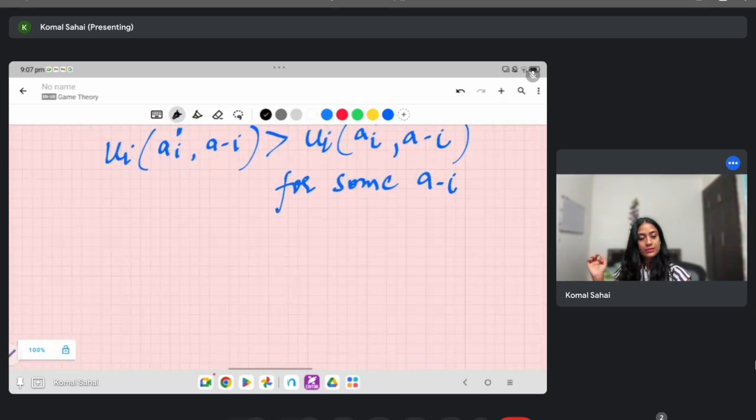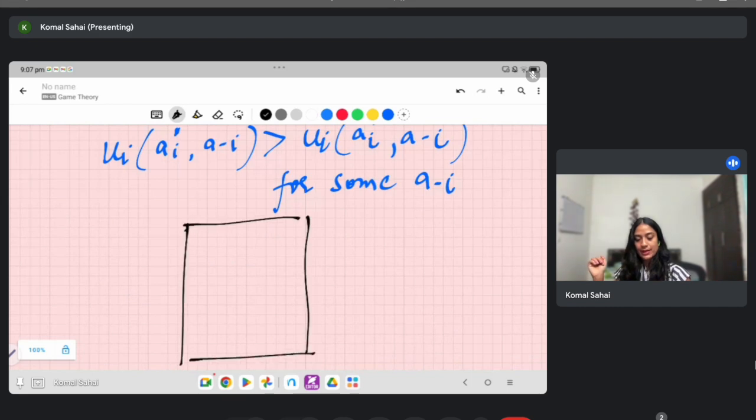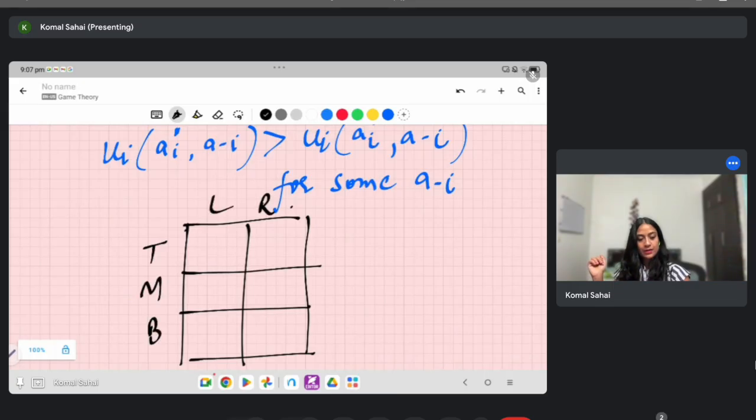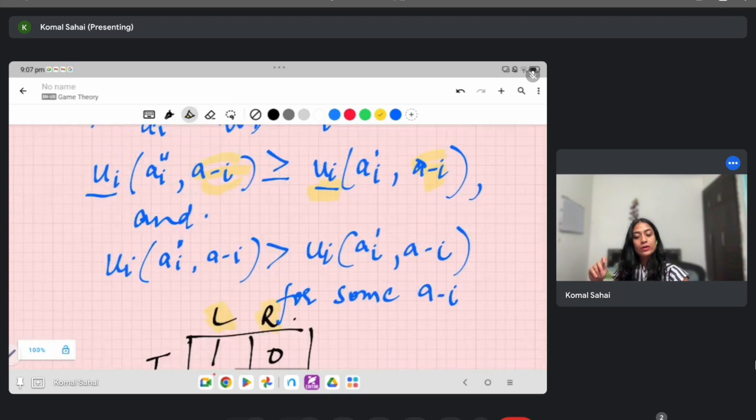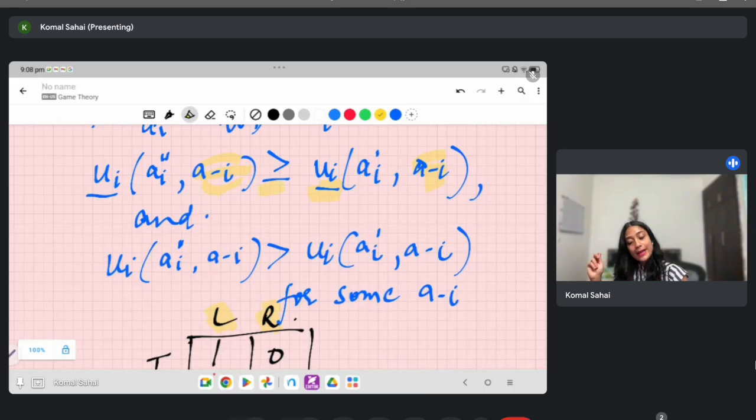ठीक है. So इसको भी it's better to understand with an example. Again you have your T and B and you have your L and R. So now what you have is M, when player 1, when A minus I is L, right? Then M is better. When A minus I is R, then M is not better, right? It is equal. तो ग्रेटर देन इक्वल टू हमेशा है, एक केस में एटलीस्ट वन केस में ग्रेटर देन है, ठीक है.